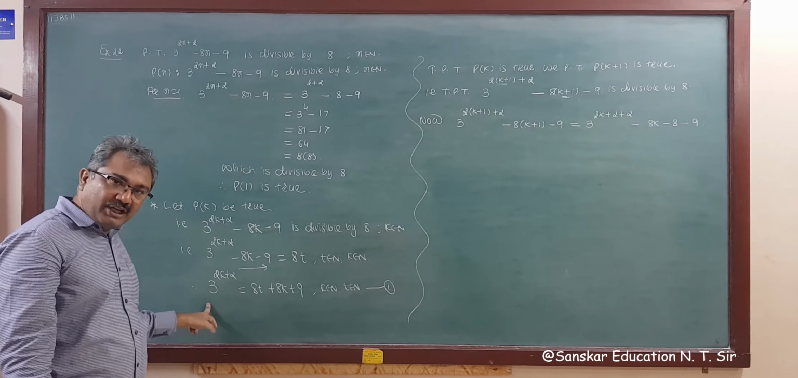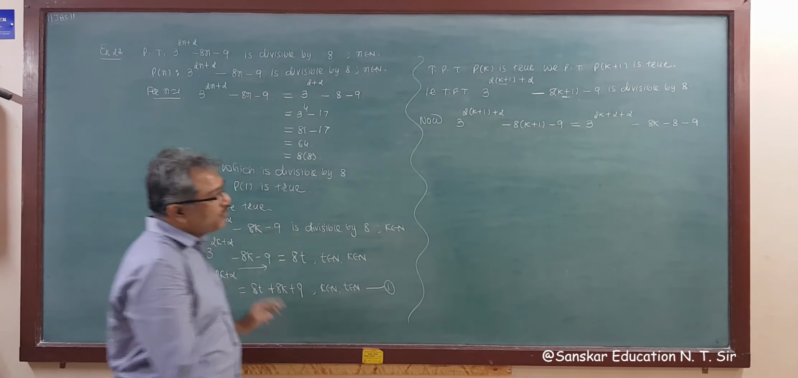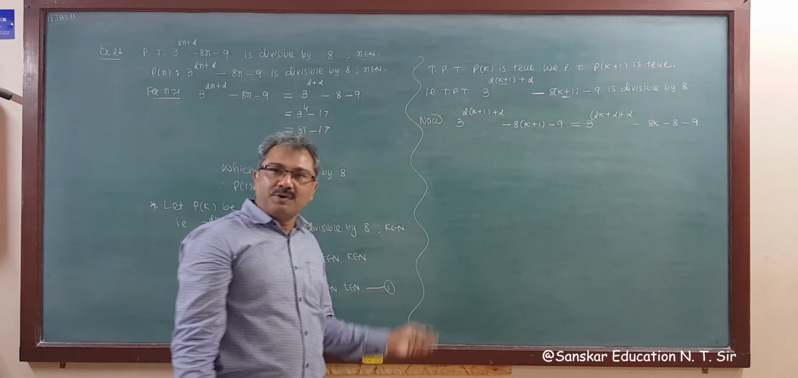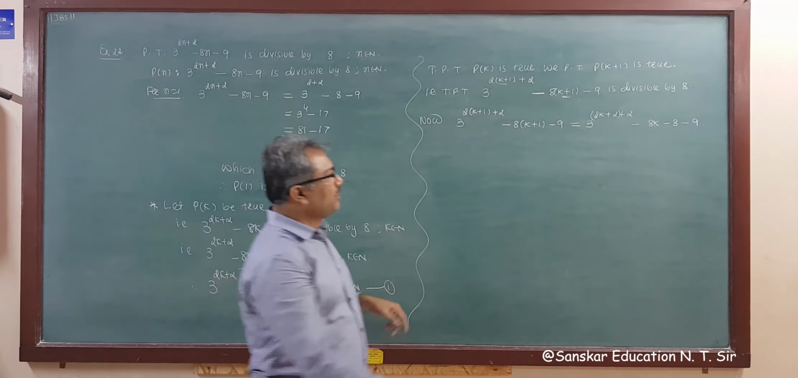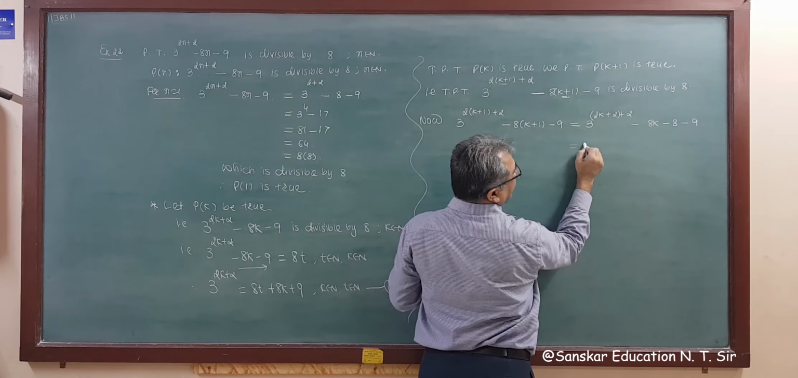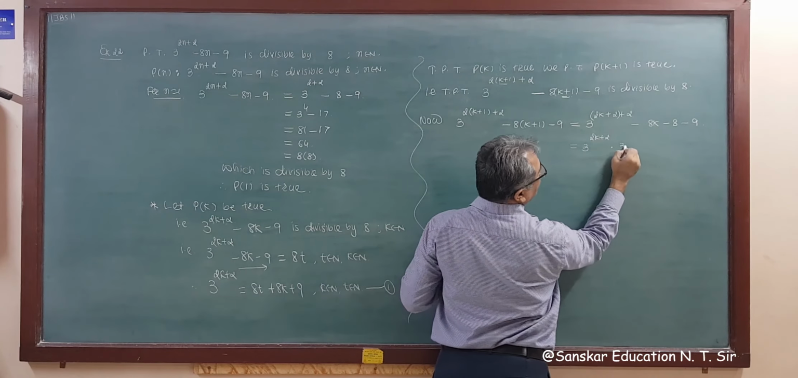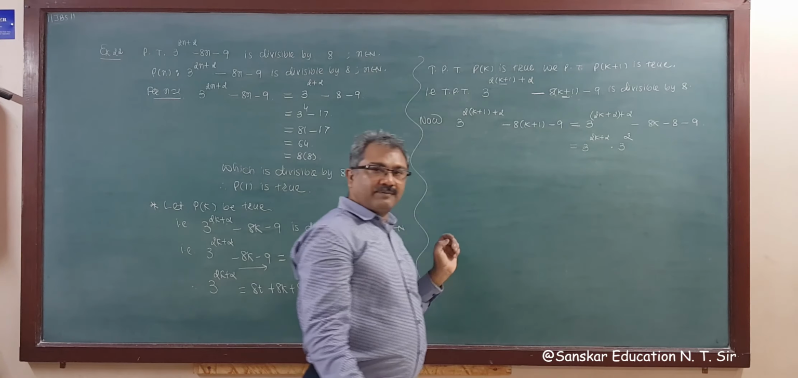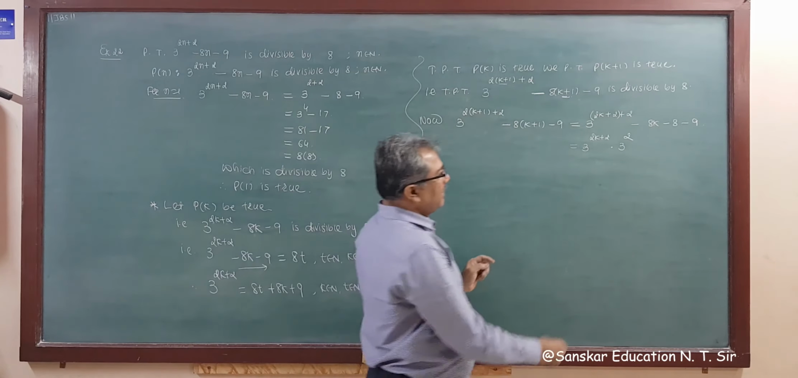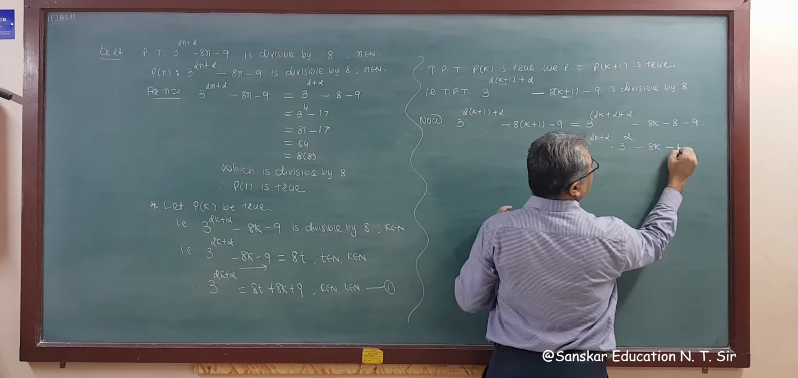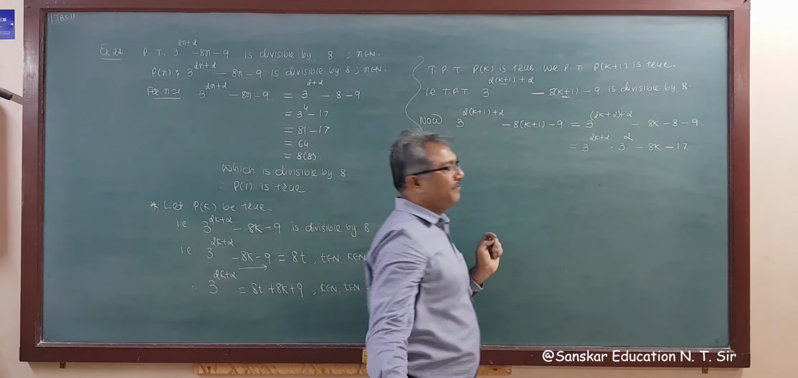Power of 3 to k plus 2. So I am making this as a raised to m, and n is 2. So splitting this out, what we get? 3 raised to 2k plus 2 into 3 square. Now we know what we did, right? Minus 8k minus 9 into 7 is 17.